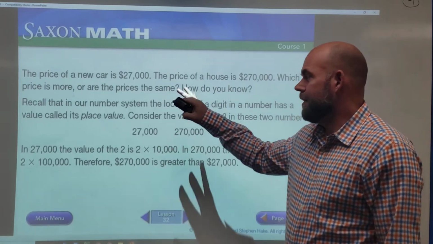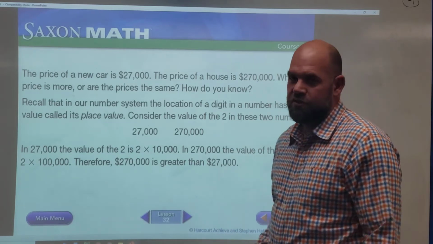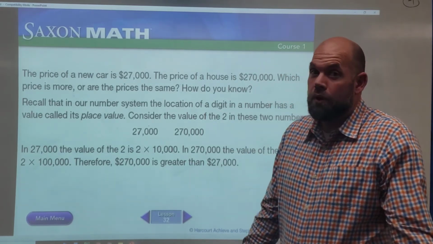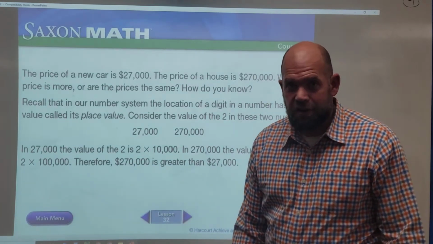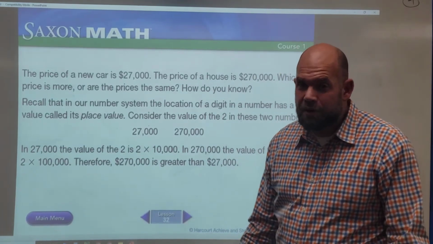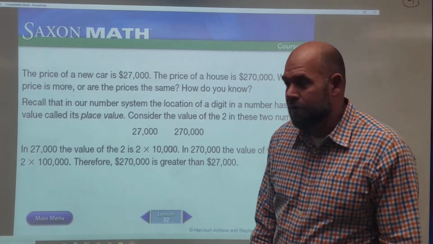So first, we're looking at the price of a new car. It's $27,000, and a house is $270,000. Which one's more? How do you know? Well, obviously the house is more because $270,000 is more than $27,000. How do we know that? The same way we know that 2 is more than 1. We learned how to count.